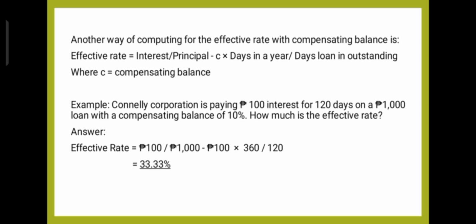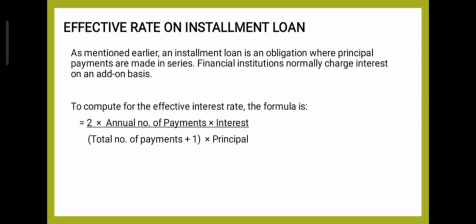makuha natin is 33.33%. So, commercial paper is usually issued by companies with very high credit Is the rating. effective rate on Because of this installment and loan. because it generally So, as maturities. mentioned earlier, an In a installment very loan is short an period of obligation where time. principal payments Commercial are made in paper series. tends to be Financial very low risky. institutions normally charge investment. interest on an add-on And basis. most commercial paper is So, to compute for assessed the by more effective than interest rate one of rating installment agency. loan, the formula na gagamitin Although is commercial paper is 2 multiplied by occasionally issued annual as an number of interest payments bearing. multiplied by And interest note, it typically over the total trade number of at payments a plus discount 1 to its multiplied par value.